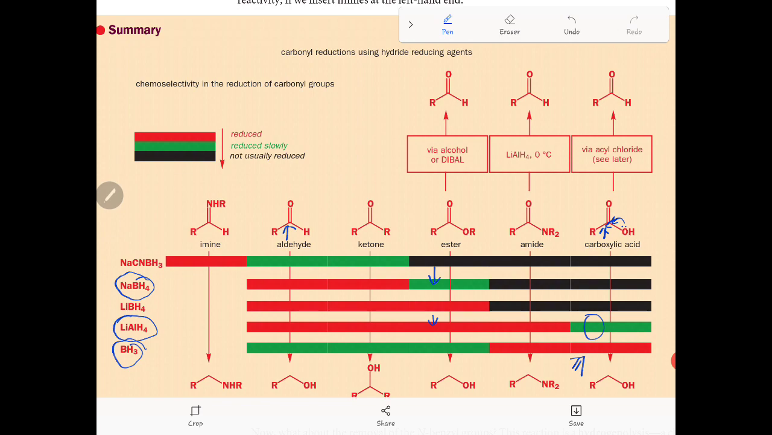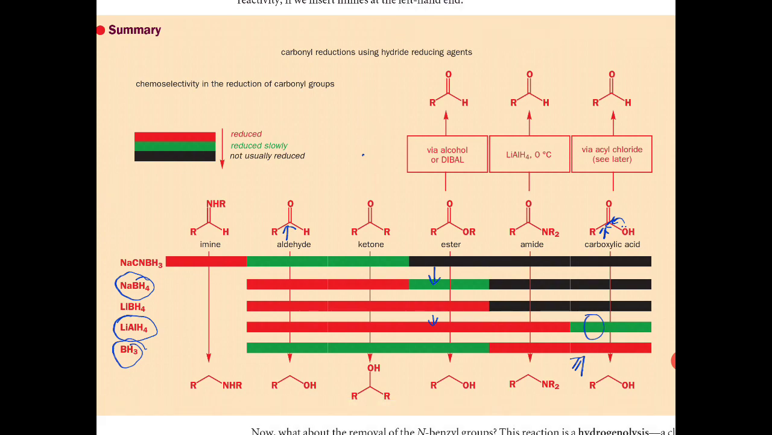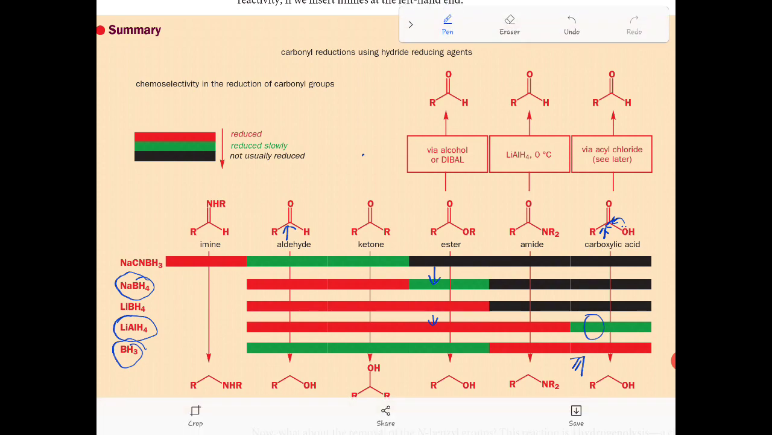So like that, you can see this chart and analyze it yourself, so that you will get a better understanding. What reagent could be used for the reduction of various carbonyl groups, and what are the products, everything is written. So the point is, borane works in a different mode and boron hydride works in a different mode. So this part is very important. Hope you understood.